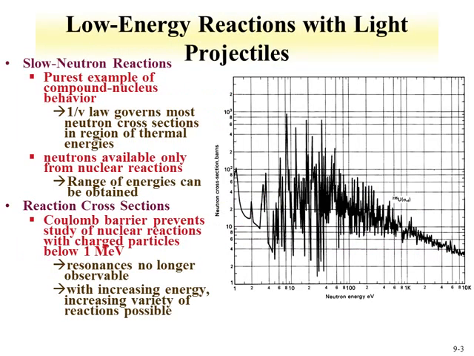An example of some other low energy reactions with light projectiles that we're interested in would be slow neutron reactions, so thermal neutron reactions. This is really the purest example of compound nucleus behavior. There's a rate that governs this, where the 1 over the velocity, or 1/v, energy law governs most neutron reaction cross-sections. So we tend to see a decrease in the cross-section with an increase in the neutron energy.